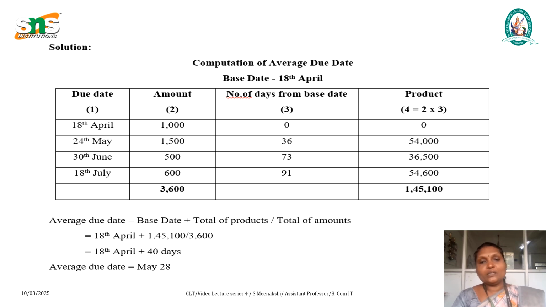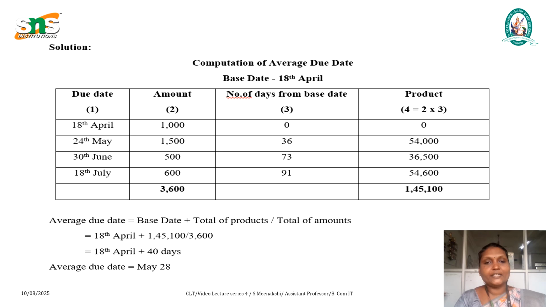So we have to make a table which contains different columns, namely due date, amount, number of days from the base date, and product. As we discussed earlier, we first mention the different due dates, then the amount, and then we calculate the number of days from the base date. We multiply the number of days by the amount so that we get the fourth column as product. Now we add all the amounts, namely 1000 plus 1500, 500 plus 600, so that we get 3600. In the product column, we add all the products so that we get 1,45,100. Now we have to apply these amounts in the formula.